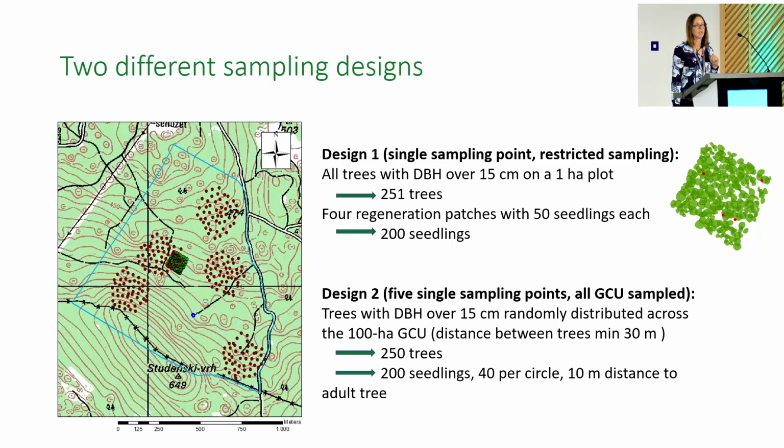Design 2 was spread over the entire gene conservation unit, so over the entire 100 hectares, and it consisted of 5 points. Each of those points was concentric circles where trees were at least 30 meters apart from each other. And again, we sampled regeneration next to these adult trees. So the regeneration was also spread over the entire 100 hectares.